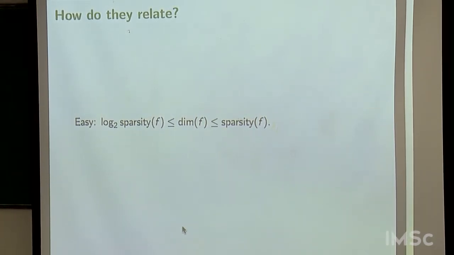So if V1 to VL are L vectors, then the total number of linear combinations of V1 to VL is at most 2 to the L. So any set of size, let's say S, must have at least log 2 S as many linearly independent vectors in it.